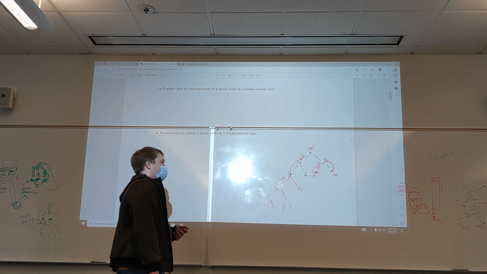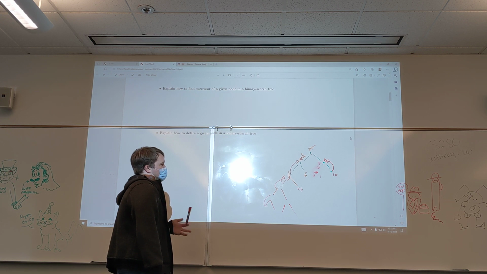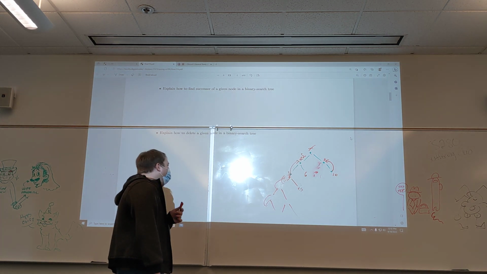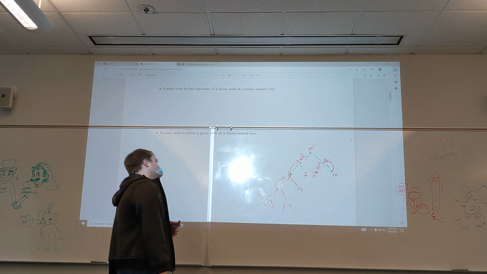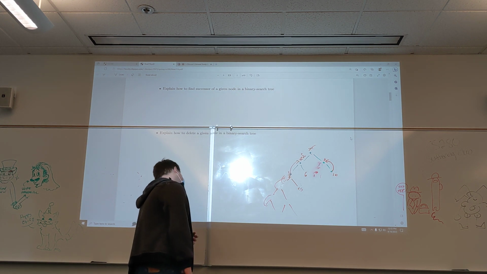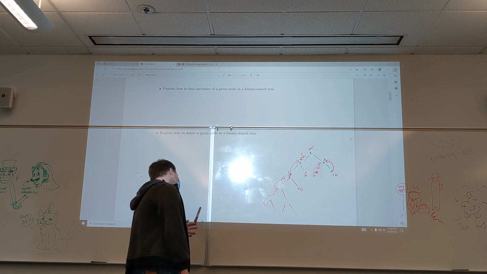If it is a leaf, that's trivial. If there is an empty child, then you promote. And if there are both children, then, let's see, this says you can replace the data with the predecessor. I see. You can replace the deleted node with the predecessor and then delete the predecessor.